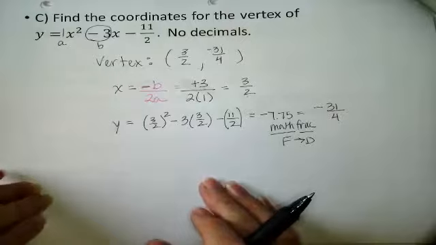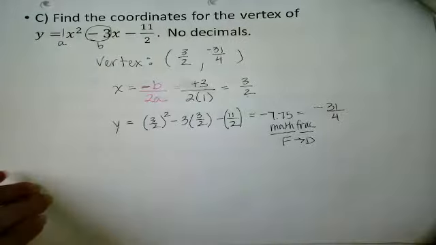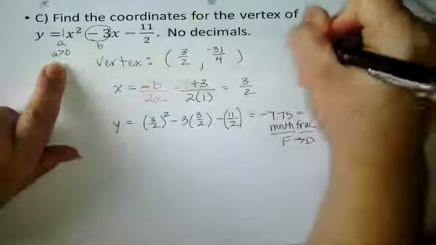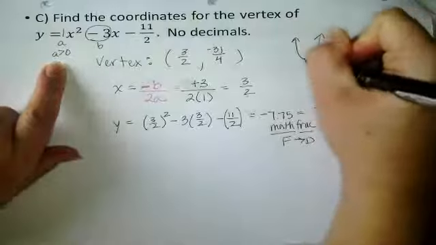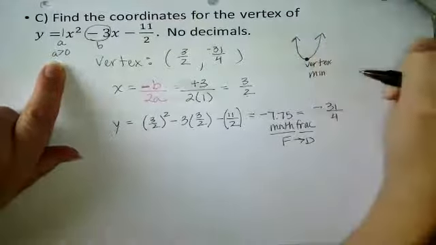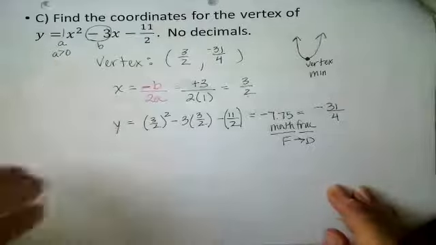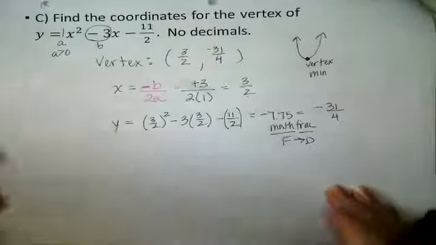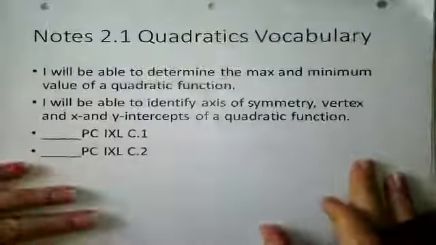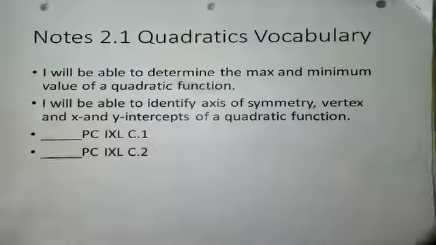All right, is this a maximum or a minimum vertex? I know that the a value is greater than 0, so I know that it's an upward parabola, which means my vertex is a minimum. Very important. All right, that's it, ladies and gentlemen. How easy was that? So C1 and C2, have fun.